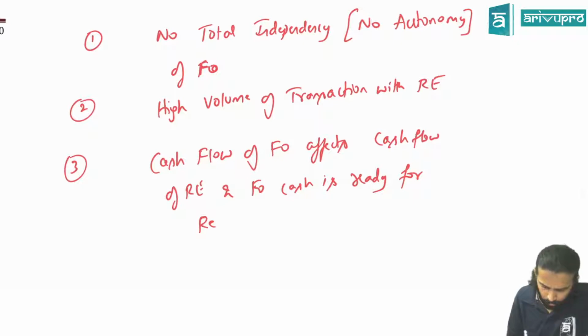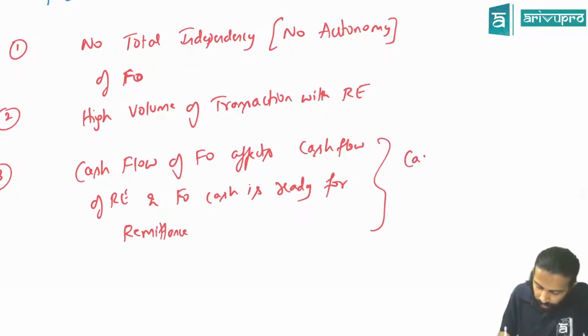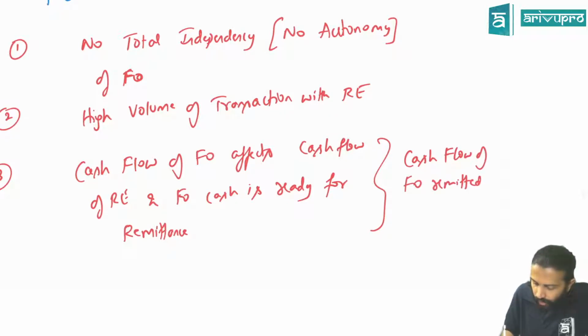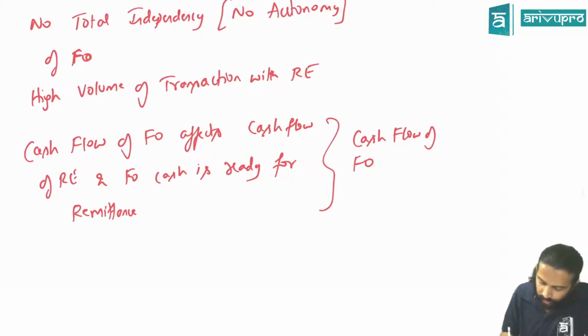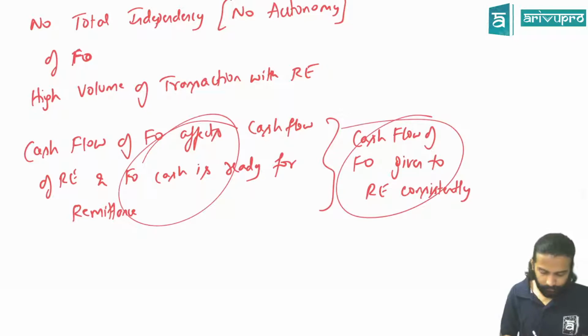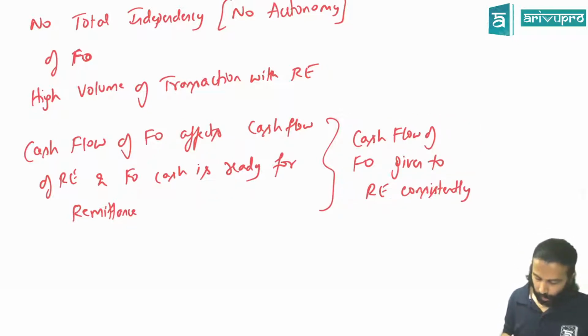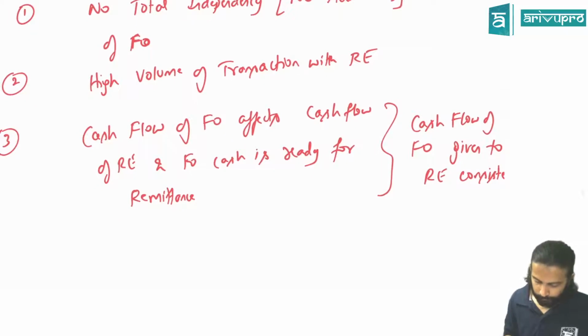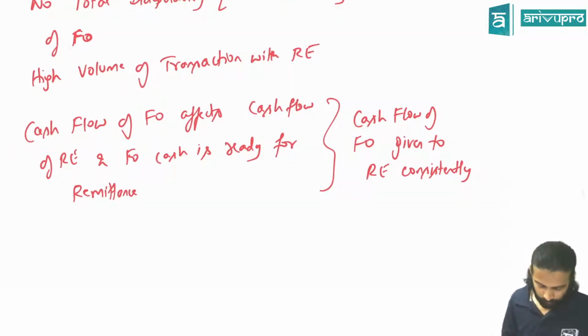Or, if you don't want to write all this, I'll simplify it. Instead of all this, you can also write: cash flow of foreign operation given to reporting entity consistently. Fine. Fourth one.